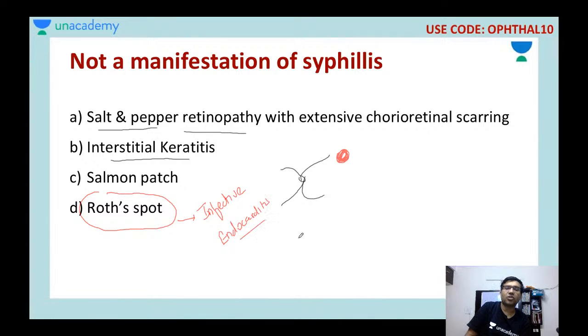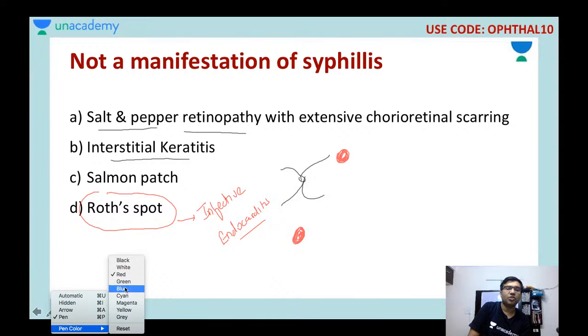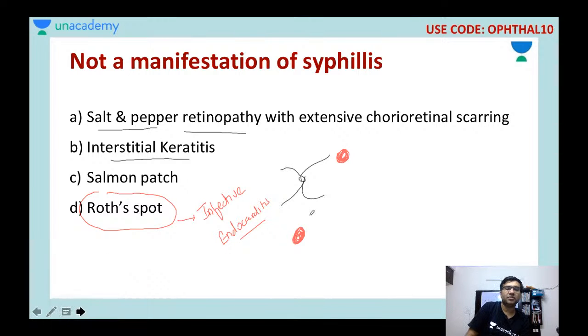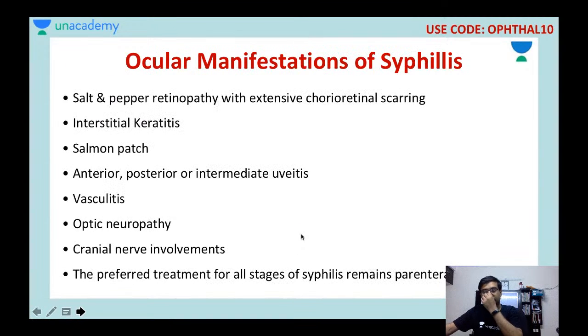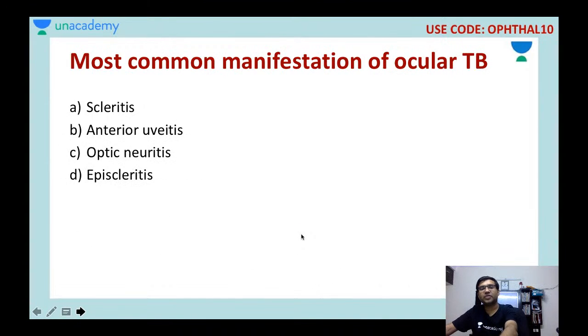So what happens in Roth spots? You have hemorrhages, and in the center of the hemorrhages, you may have some yellowish or pale colored centers, which is because of immune complexes, fibrin or other cellular material. Okay, these are seen in infective endocarditis like subacute bacterial endocarditis. They can also be seen in conditions like leukemia. Okay, let's move to our next question.